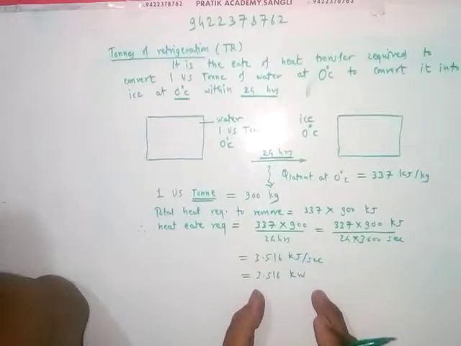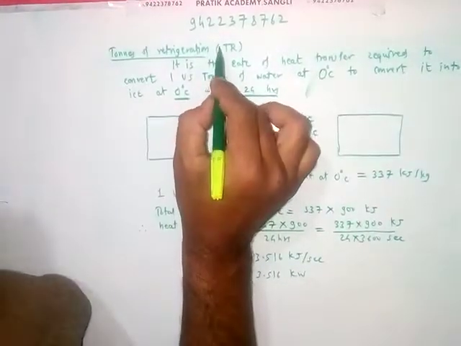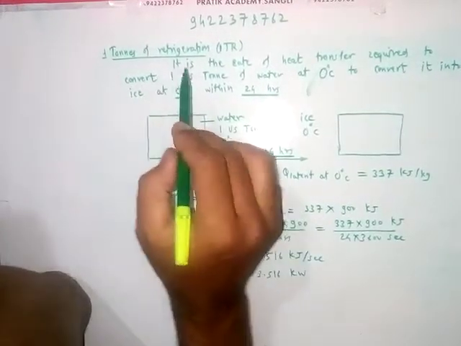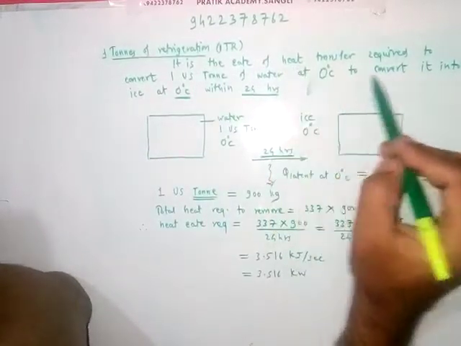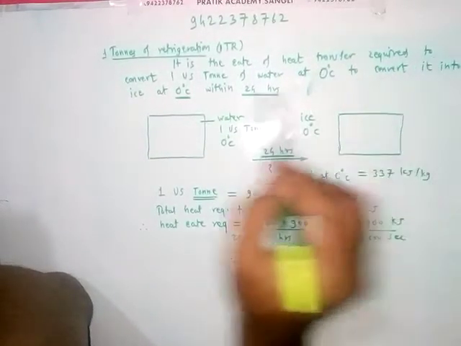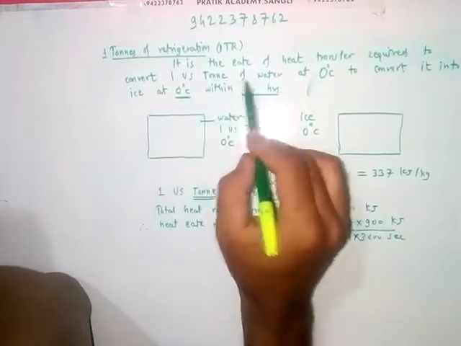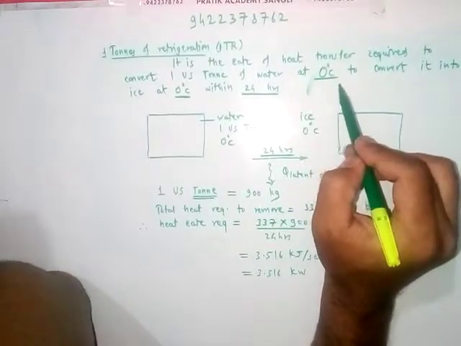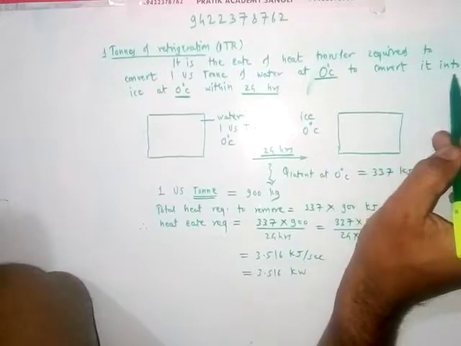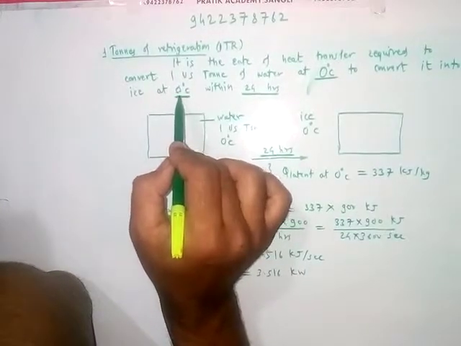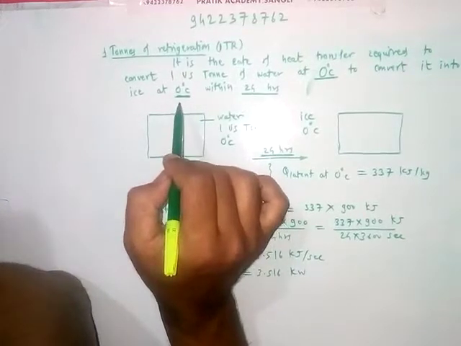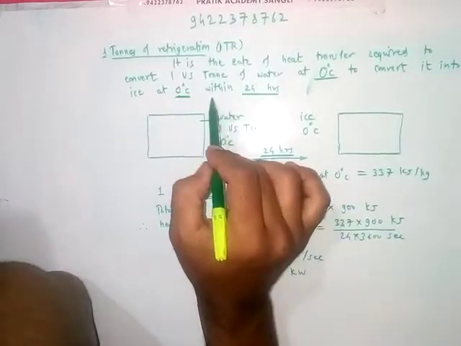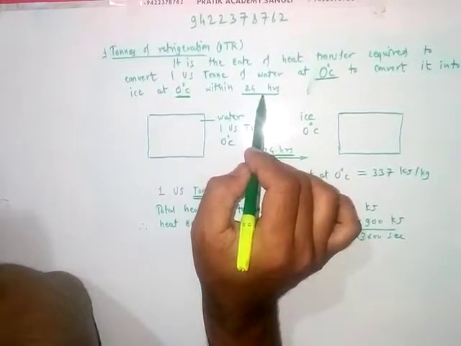So this amount of heat is called 1 TR. 1 TR or 1 ton of refrigeration is defined as the rate of heat transfer required to convert 1 US ton of water, which is initially at 0 degree Celsius, and the important thing is the temperature is 0 degree Celsius, into ice, which is again at 0 degree Celsius. So only phase change occurs, we are interested in phase change, no sensible cooling or heating, and this conversion should be in 24 hours.